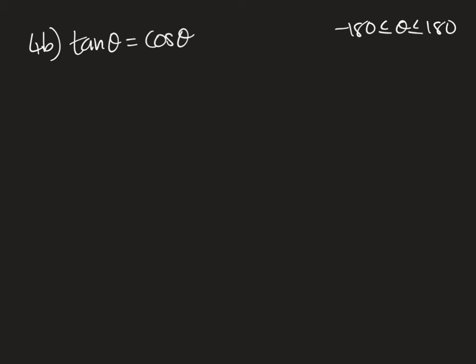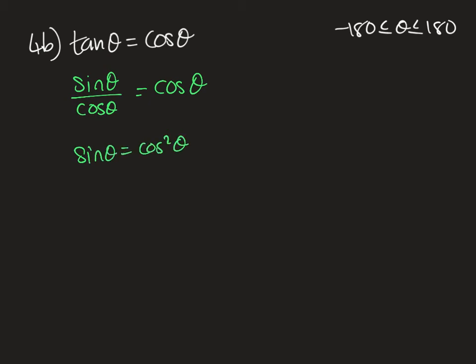So using the trig identity, sin theta over cos theta is tan theta. My first step, I'm going to substitute tan theta for sin theta over cos theta. And then multiplying both sides by cos theta to eliminate the denominator on the left, you get sin theta is equal to cos squared theta.